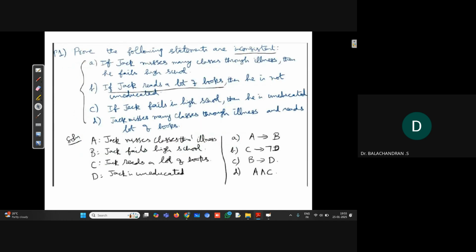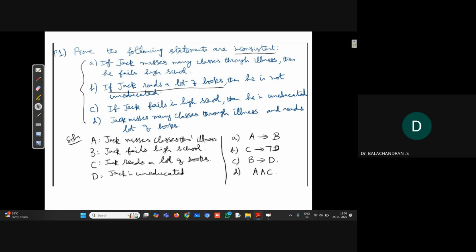The next problem, and maybe the last problem in today's class. Prove that the following statements are inconsistent. If Jack misses many classes through illness, then he fails high school. If Jack reads a lot of books, then he is not uneducated. If Jack fails in high school, then he is uneducated. Jack misses many classes through illness and reads a lot of books.